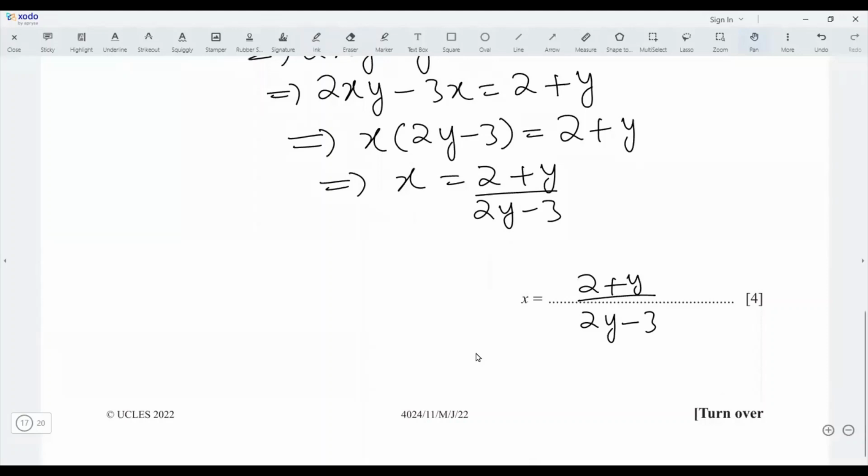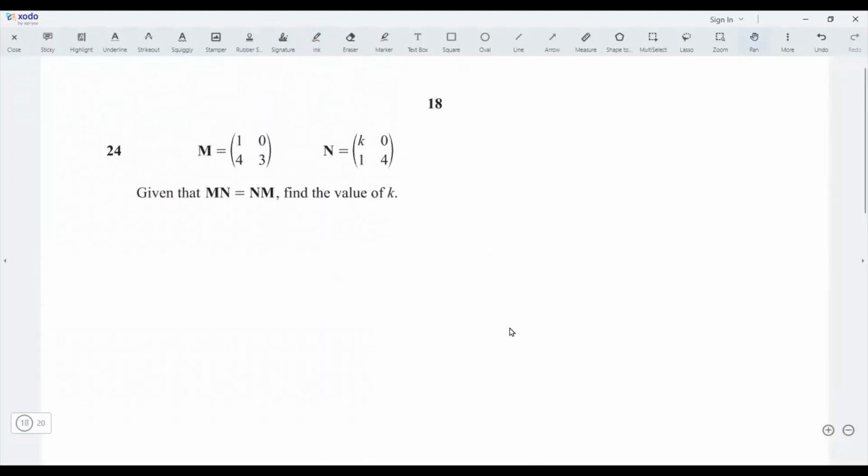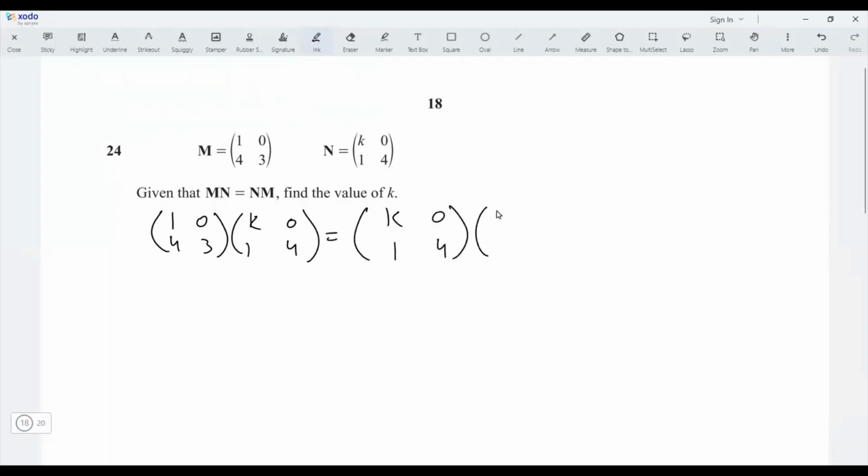So moving ahead to the next question, that is related to matrices. In matrices, the information is given, the matrices are given, and they said MN. MN means the product of matrix M and matrix N is equal to NM, the reverse order. So we can write down M as 1, 0, 4, 3 to be multiplied with K, 0, 1, 4, which must be equal to K, 0, 1, 4 written in the first position and M written on the other side, 1, 0, 4, 3.